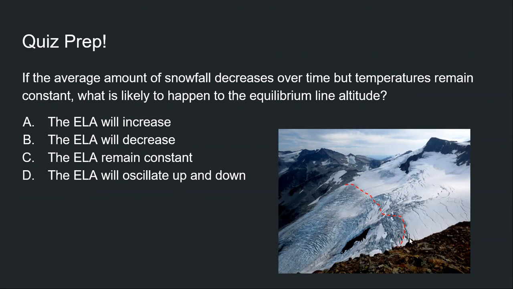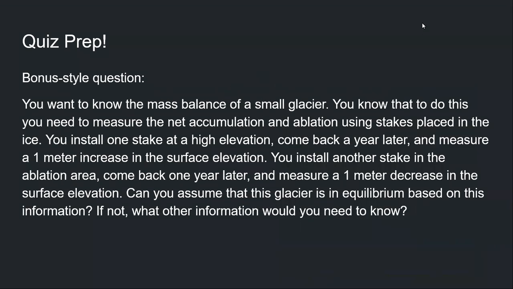The ELA will go up if the temperature remains constant, but you create less ice because there's less snowfall on your glacier. Bonus style question. Ooh, that's a long one. You want to know the mass balance of a small glacier. To do this, you need to measure the net accumulation and ablation using stakes placed in the ice. You install one stake at a high elevation, come back a year later, and measure a 1 meter increase in the surface elevation. You install another stake in the ablation area, come back 1 year later, and measure a 1 meter decrease in the surface elevation.